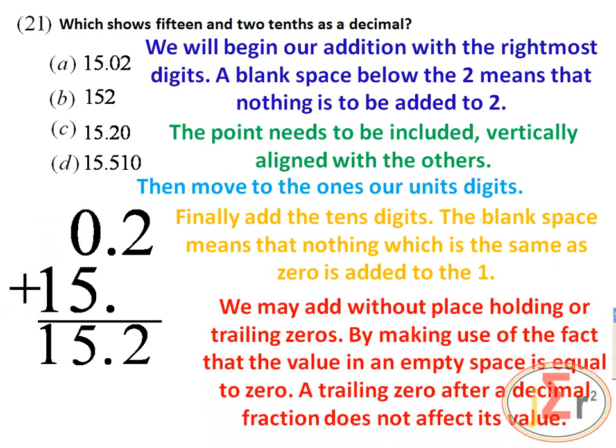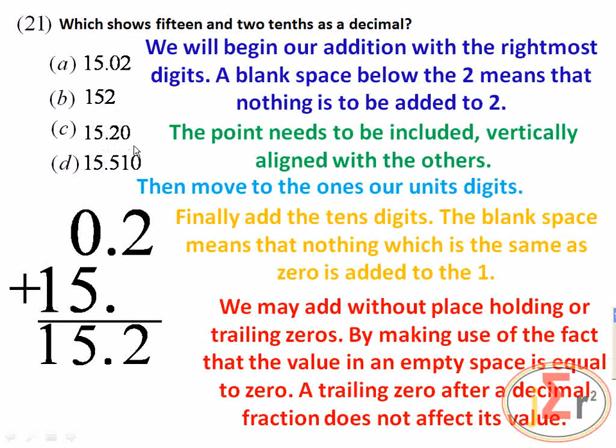We may add without placeholding or trailing zeros by making use of the fact that the value in an empty space is equal to 0. A trailing 0 after a decimal fraction does not affect its value. Right there. So our answer is 15.2, but what do we have here?